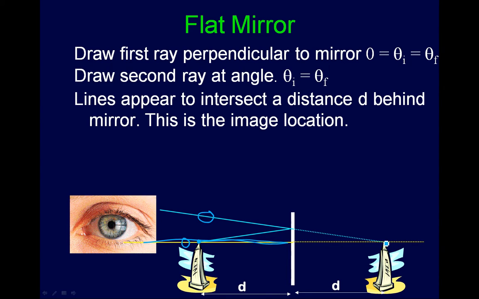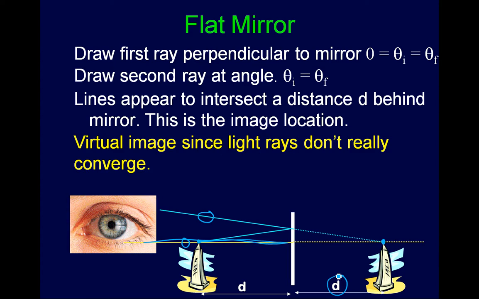If I backtrack those, then where they meet is the tip of the statue's image. And if you do this with a nice ruler and are real careful, you'll find that the distance behind is exactly d, the distance that it was in front of the mirror. This is always the way it works for a flat mirror. And this image is something that we're going to talk about before. This is what we call a virtual image. It's a virtual image since the light rays don't really meet there. They just appear to meet there. And so it's a virtual light ray.